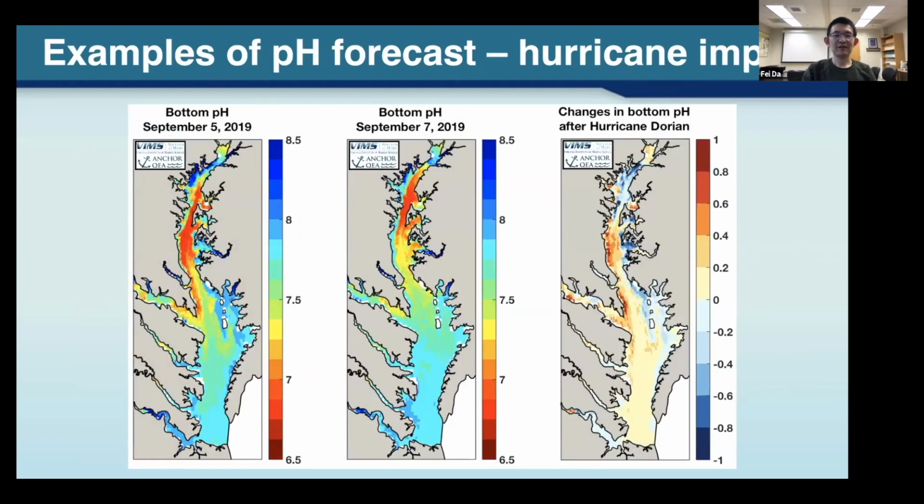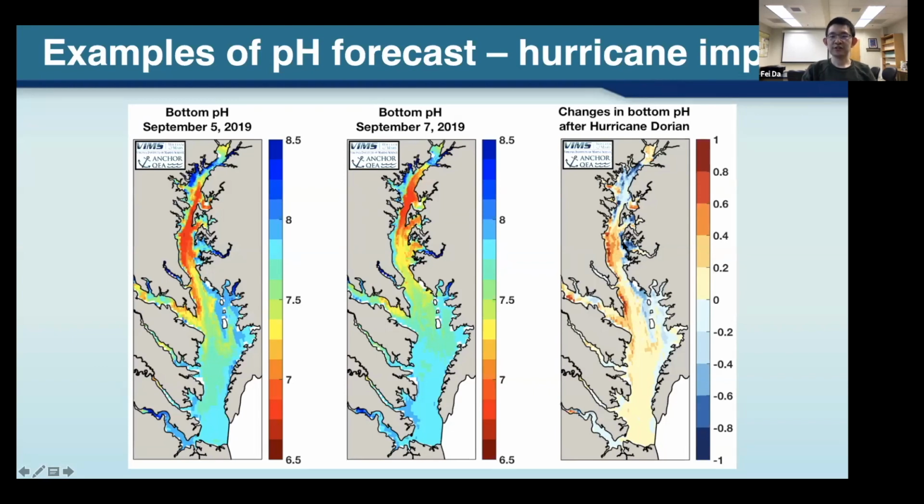Just want to quickly give an example of pH forecast. On the left here, I'm showing the bottom pH forecasted by our model on September 5th, 2019. So this is before Hurricane Dorian. In the middle, it's the bottom pH forecasted after the hurricane. And on the right, it's the change in bottom pH forecasted between before and after the hurricane.